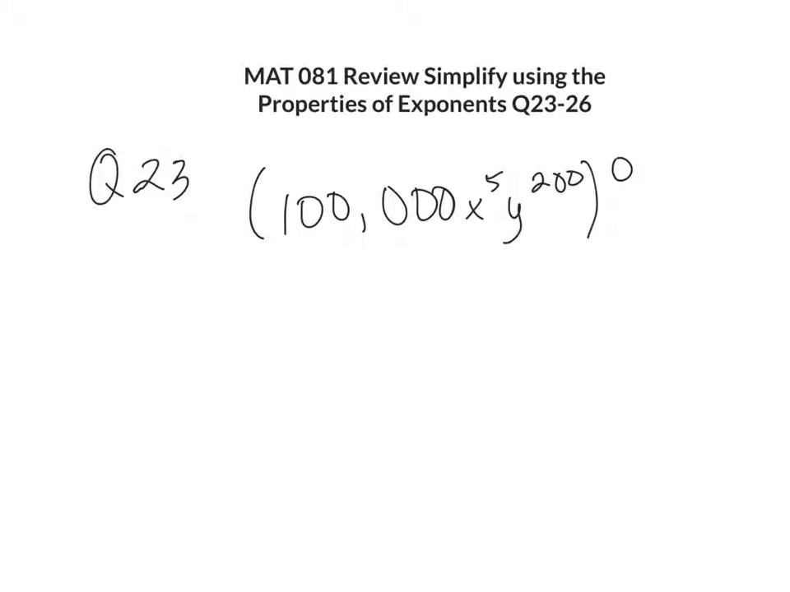This video covers questions 23 through 26 and explains the zero exponent property. So basically, anything to the exponent of 0 is 1, with the exception of 0 to 0. So anytime you see it to the exponent of 0, you're going to write an answer of 1. So even though it's a really large number with variables and all of this, the answer is still just going to be 1.